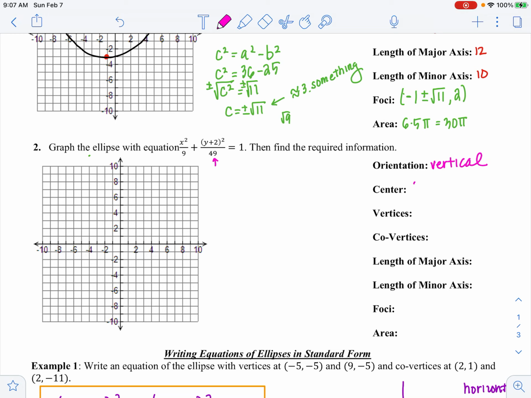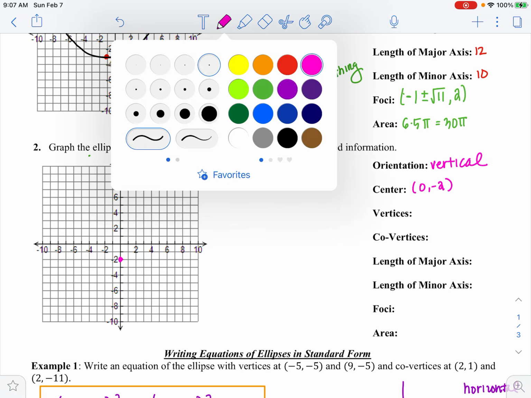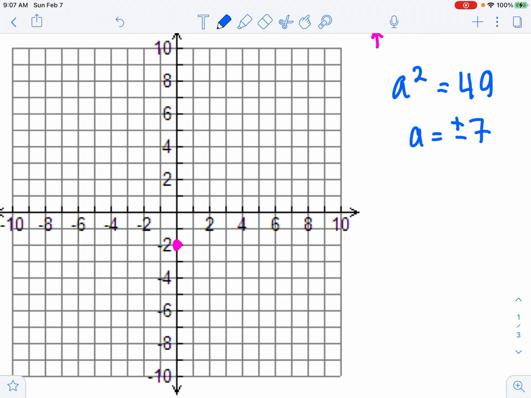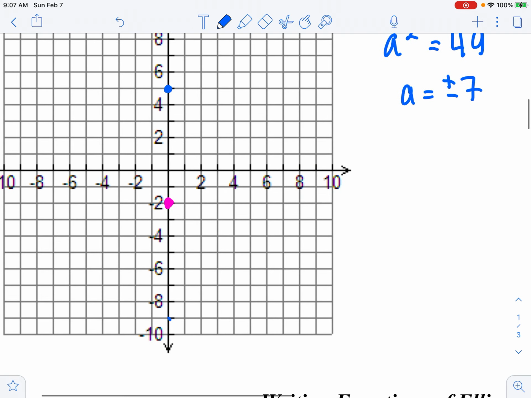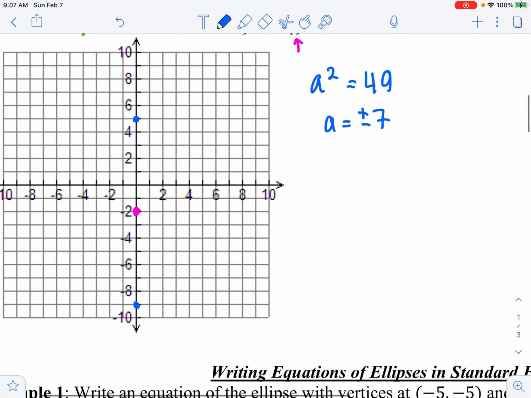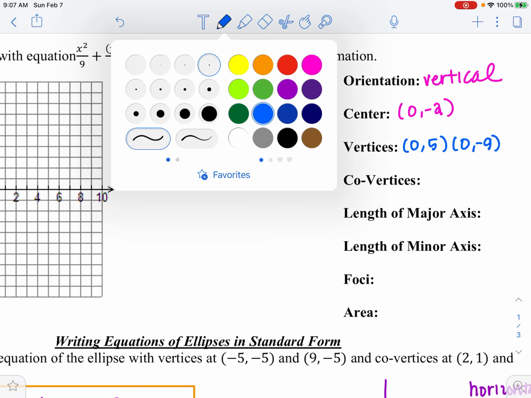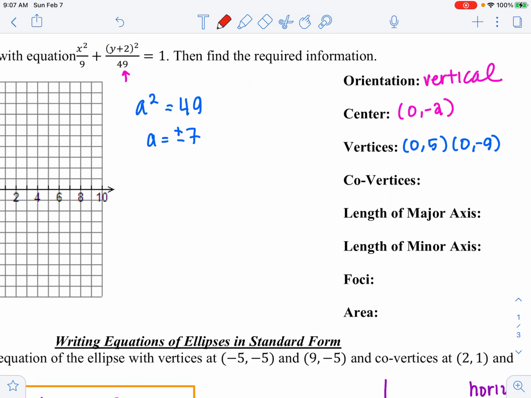Now I'm going to find the center. HK is 0, -2. I'm going to graph that. All right, now I need to find my vertices. They're A units from my center, where A is my bigger denominator. Sorry, A squared is my bigger denominator. So I get plus or minus 7. Now this is vertical, so I'm going up and down 7 units. So I'll go up 7 units, down 7 units. So that's 0, 5, and 0, -9. The order of which way you write those does not matter. You can write 0, -9 first, is what I'm saying.